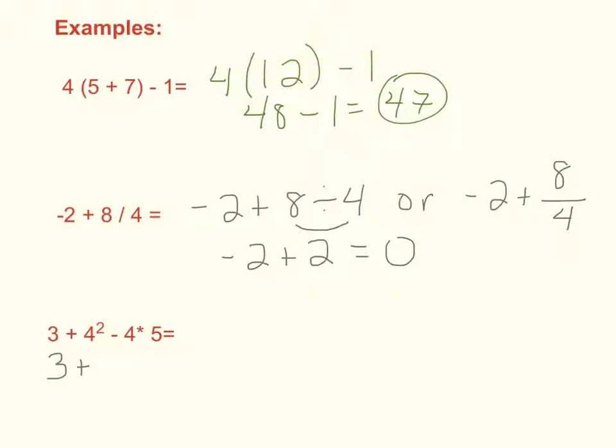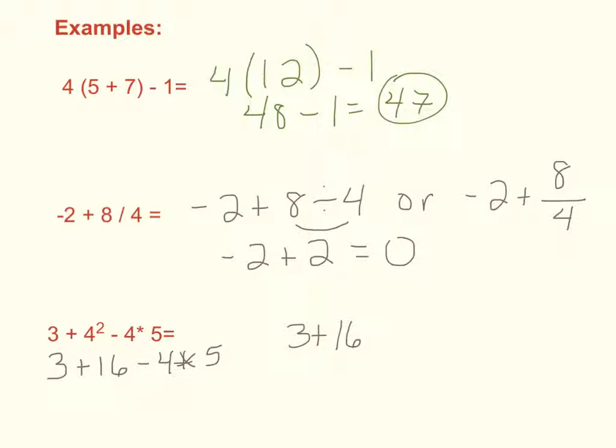And then my 4 squared is 16 minus 4 times 5. So if I look, the next highest weight that I have, I didn't have any parentheses, I didn't have any radicals, but I had my exponent, I took care of that. In the multiplication and divide part, I have a multiply here, so I'm going to do that next. I'm not using those, so I'm just going to write those down. 3 plus 16.